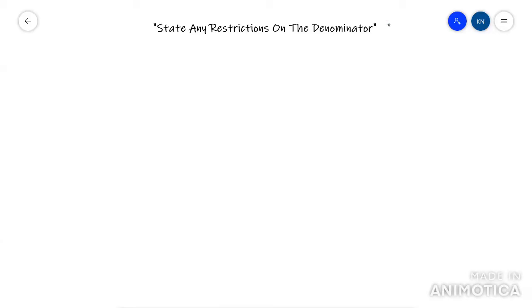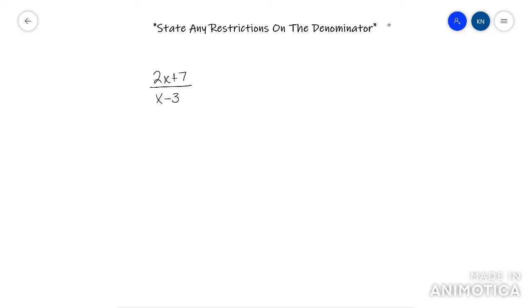All right. When you're doing rationals, you're probably going to see a problem that says something along the lines of state any restrictions on the denominator. So imagine you had this problem. When you see this, you have to kind of think to yourself, what could X not be?